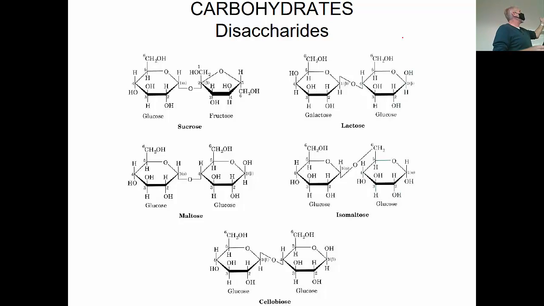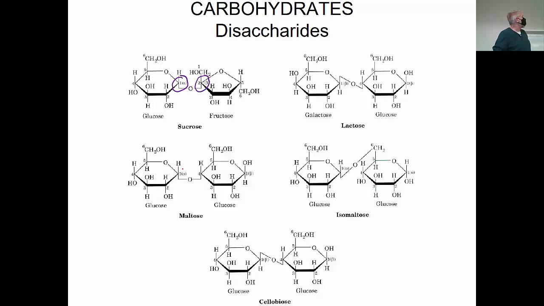And so what we can see for sucrose, these are disaccharides, meaning there's two of them, and there's lots of disaccharides that are quite important. Sucrose, so this is table sugar. What I can see here is this is the anomeric carbon on glucose. And actually, this is the anomeric carbon on fructose as well.